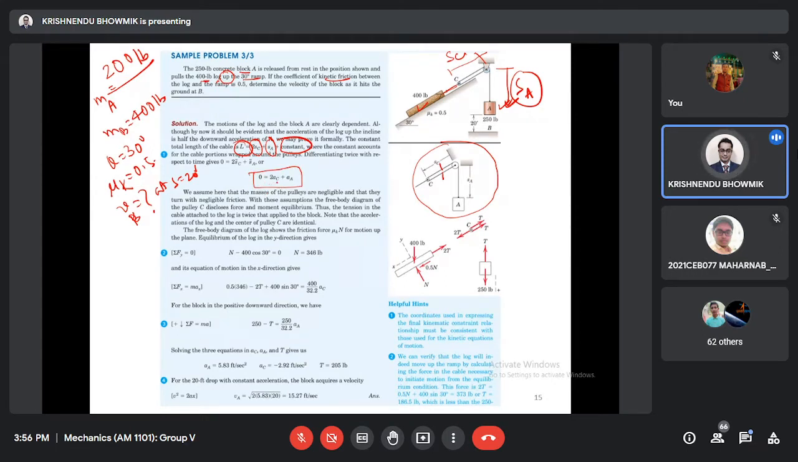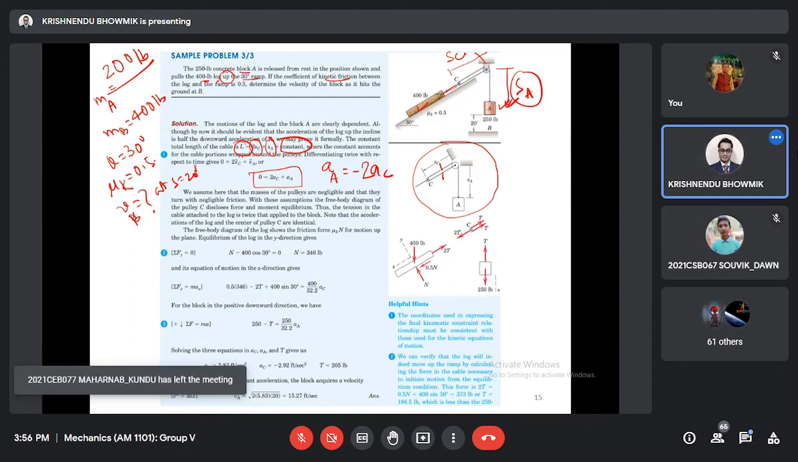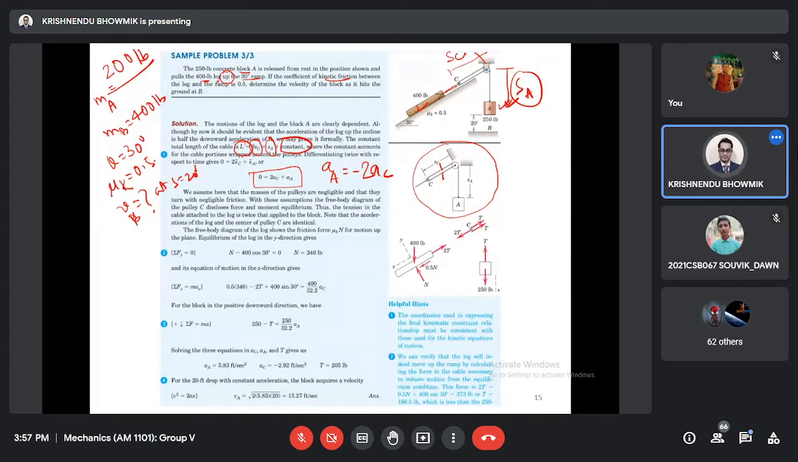0 equal to 2AC plus AA, or you can write AA equal to minus 2AC. That means, because when SA length is increasing, SC length will decrease. That's why this is the relationship. The acceleration of A is twice the acceleration of C. Okay, twice the acceleration of C.